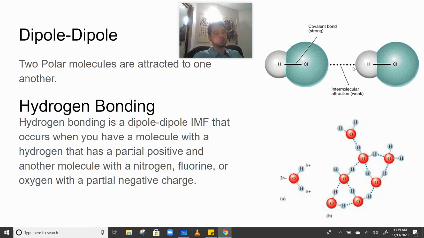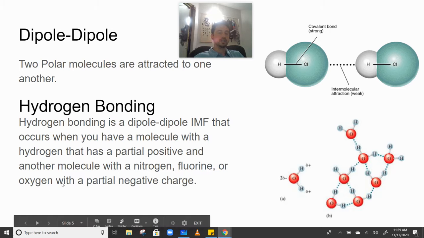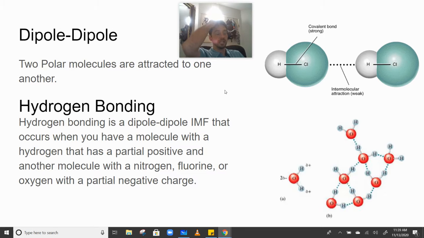Now, hydrogen bonding is a dipole-dipole intermolecular force. When you have a molecule with a hydrogen that has a partial positive and another molecule with nitrogen, fluorine, or oxygen. Okay, so the highly electronegative elements, if you think about it, those are the most electronegative elements. Nitrogen, fluorine, and oxygen, they're all right there at the top of the periodic table in the corner.